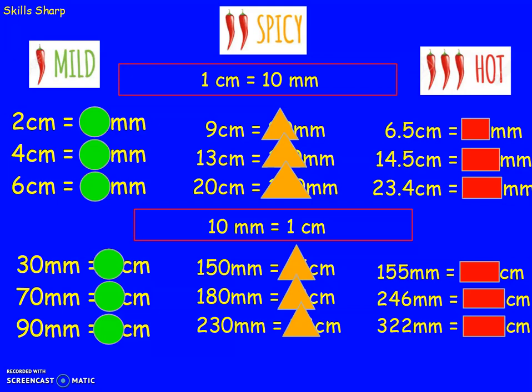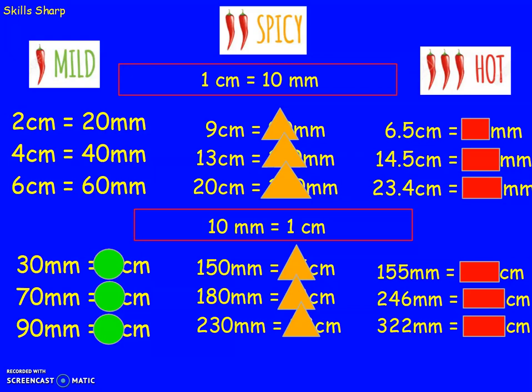Okay, let's see how we got on. So the top row, you're going to be timesing each number by 10. Let's start with mild. 2 centimetres would be 20 millimetres. 4 centimetres would be 40 millimetres. 6 centimetres would be 60 millimetres. Give yourself a tick if you got those right.